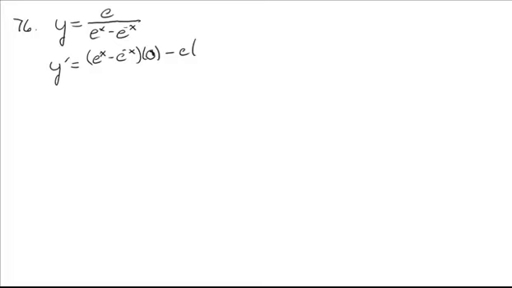do piece by piece. The derivative of e to the x is e to the x. The derivative of e to the minus x is e to the minus x times a negative 1 because of our chain rule. So what that's going to end up doing is changing our sign, plus e to the minus x. So there's our numerator all over the denominator squared. So e to the x minus e to the negative x squared.